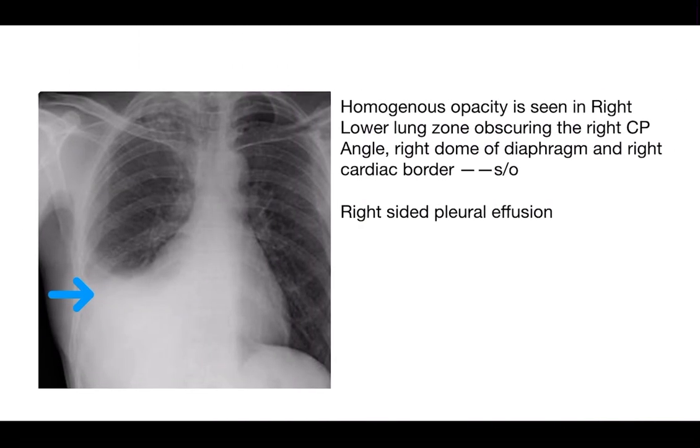Now, how will you describe a pleural effusion while reporting or while reading a chest x-ray? So, you can call it a homogeneous opacity seen in the right lower lung zone obscuring the right CP angle, right dome of diaphragm and right cardiac border, suggestive of right-sided pleural effusion. And look, this here is also giving the meniscus sign.